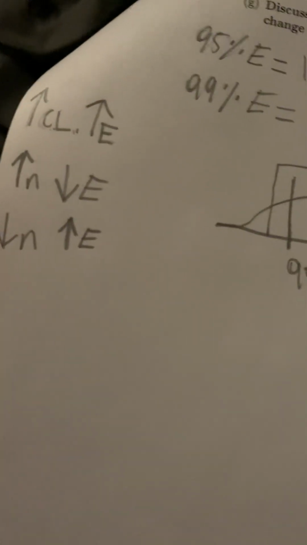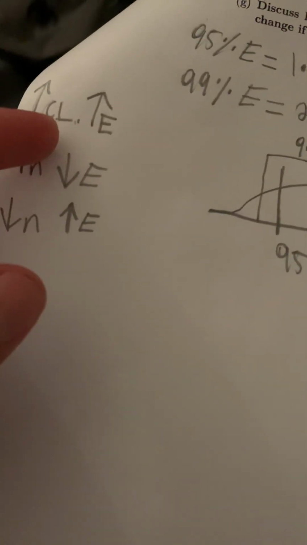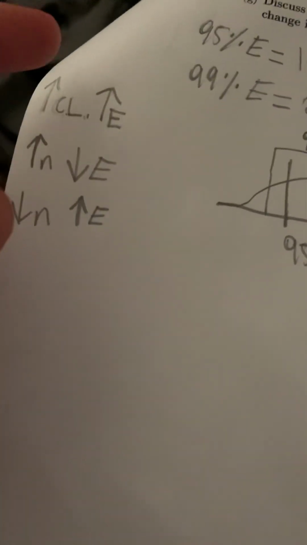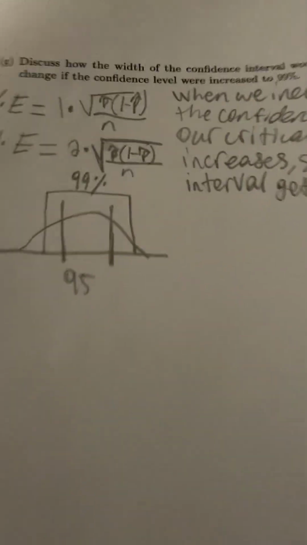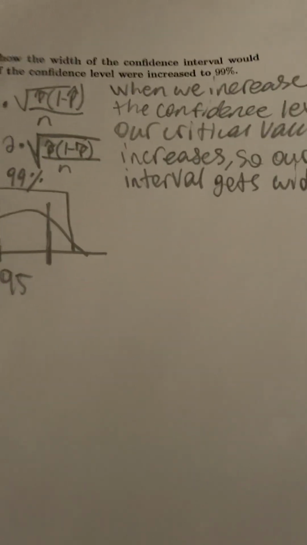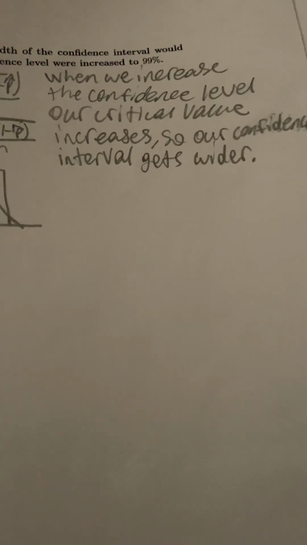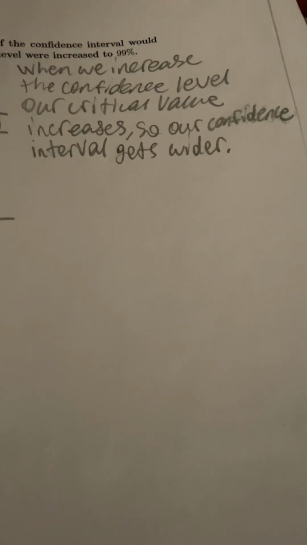So if our confidence level goes up, our margin of error goes up. If our sample size goes up, our margin of error goes down. If our sample size goes down, our margin of error goes up. So that's how it would change. If it increased to 99%, our margin of error increases and our confidence interval gets wider.